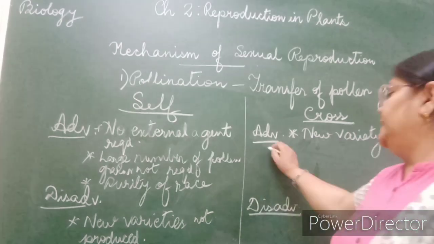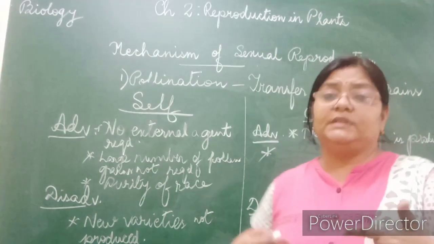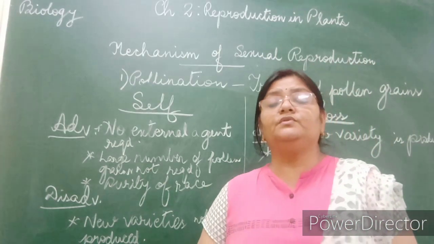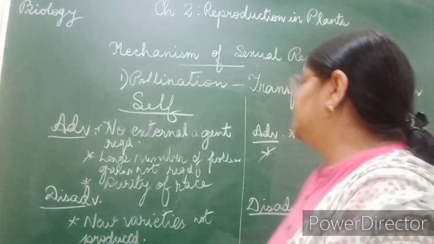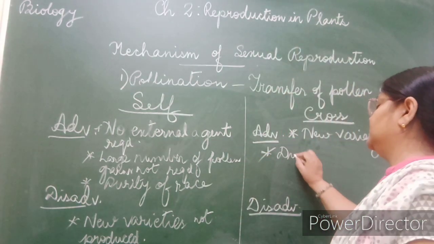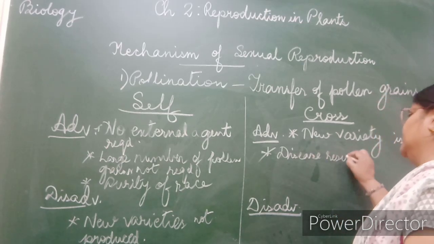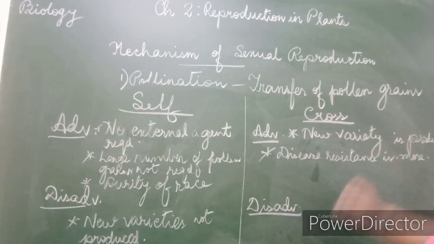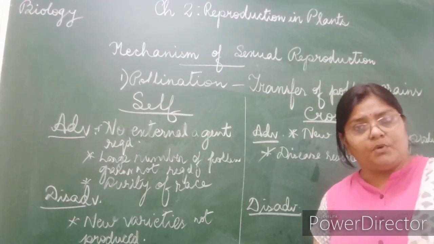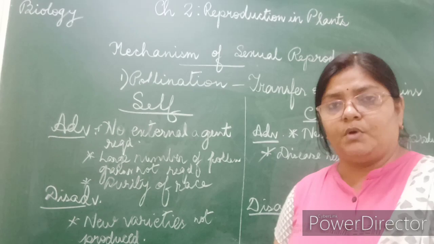Okay, next, disease resistance is less, as because there are different varieties produced, so therefore disease resistance will be more, because of cross pollination. Now talk about disadvantage of cross pollination.